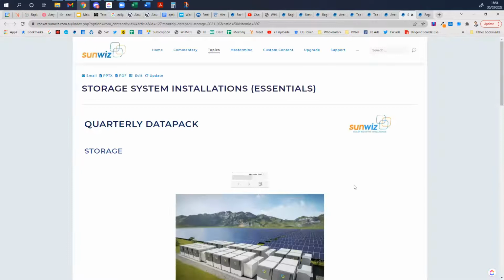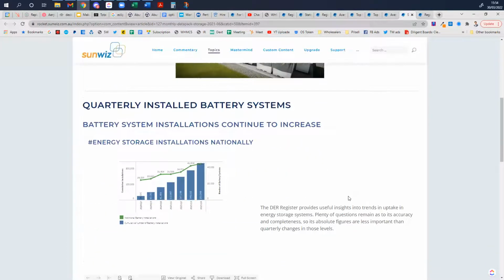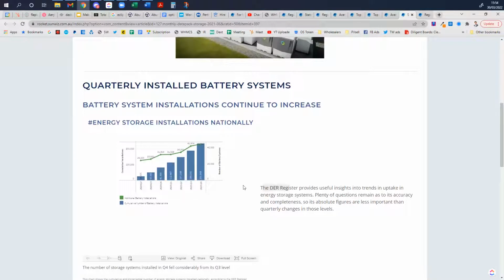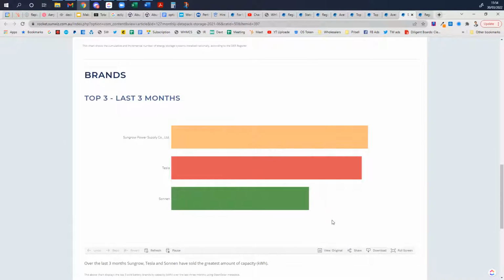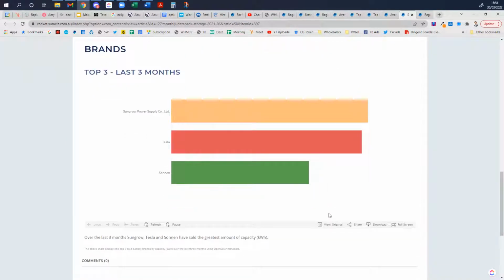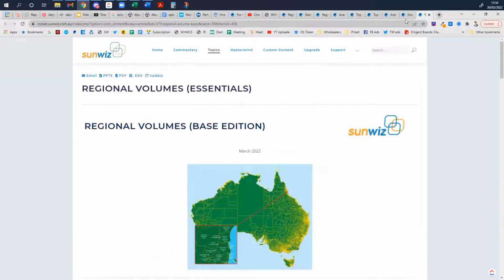We've also added into your subscription some analysis of what's happening from the DER register in terms of energy storage systems, so you can keep track of what's happening there, as well as some branding information from the top past 3 months. Of course, there's an upgrade there available to you as well.